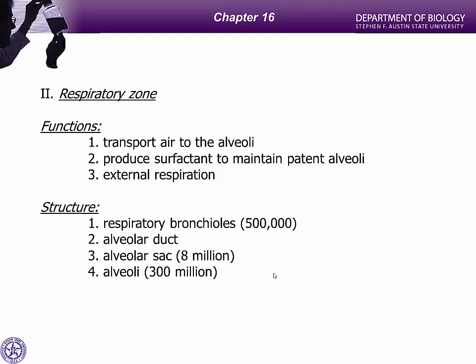So we go from about 60,000 terminal bronchioles. Now we move into 500,000 respiratory bronchioles. Now, this is mostly a little tunnel that has some areas where gas exchange can occur. Then from these respiratory bronchioles, we end up in essentially passageways that are called alveolar ducts.